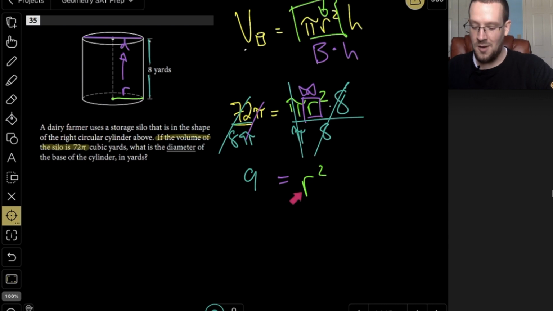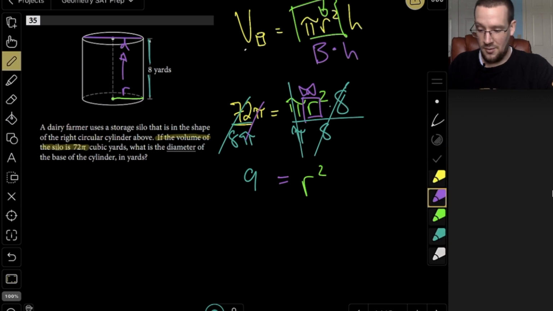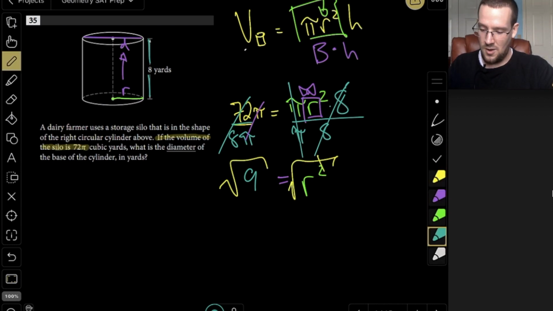This says some number times itself is equal to 9. So even if you don't know how to get rid of the squared, you should probably know that some number times itself is equal to 9. Is it 1? Is it 2? Is it 3? But let's just do it the right way. Find that r is 3.